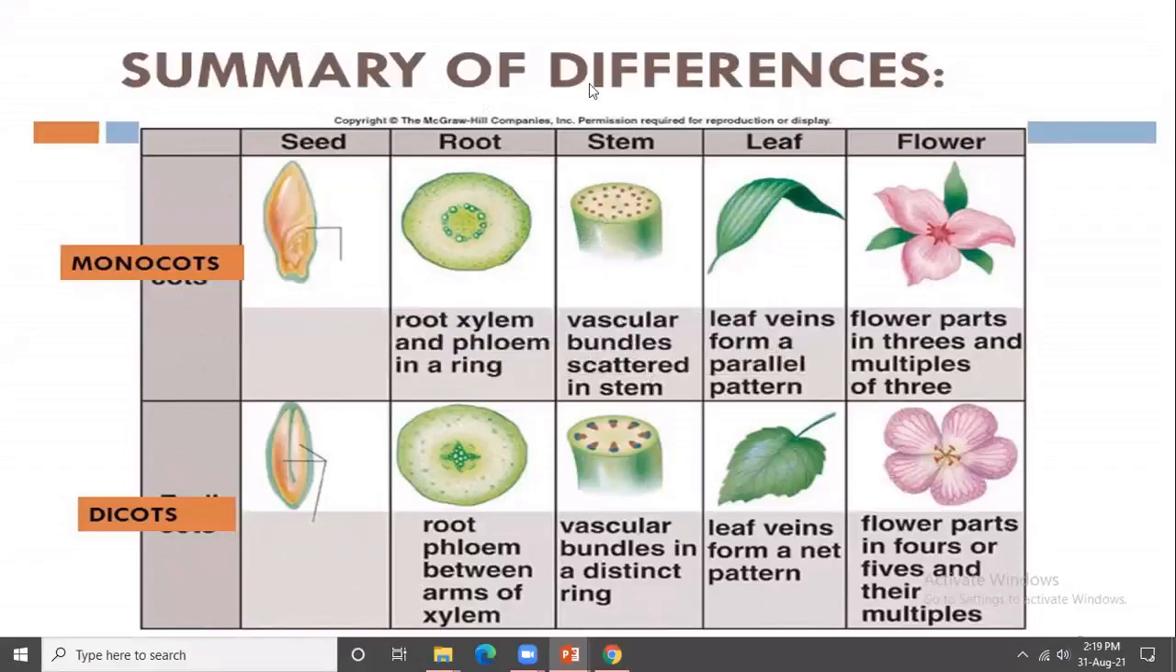Then vascular bundle: in monocot stem the vascular bundles are scattered. Here scattered, here ring shape. Then leaf: here parallel pattern, here leaf veins form a net pattern. Here flowers in 3s and multiples of 3. But in dicot, flowers have 4s, 5s and their multiples. You studied this in A level also, but again here also study.